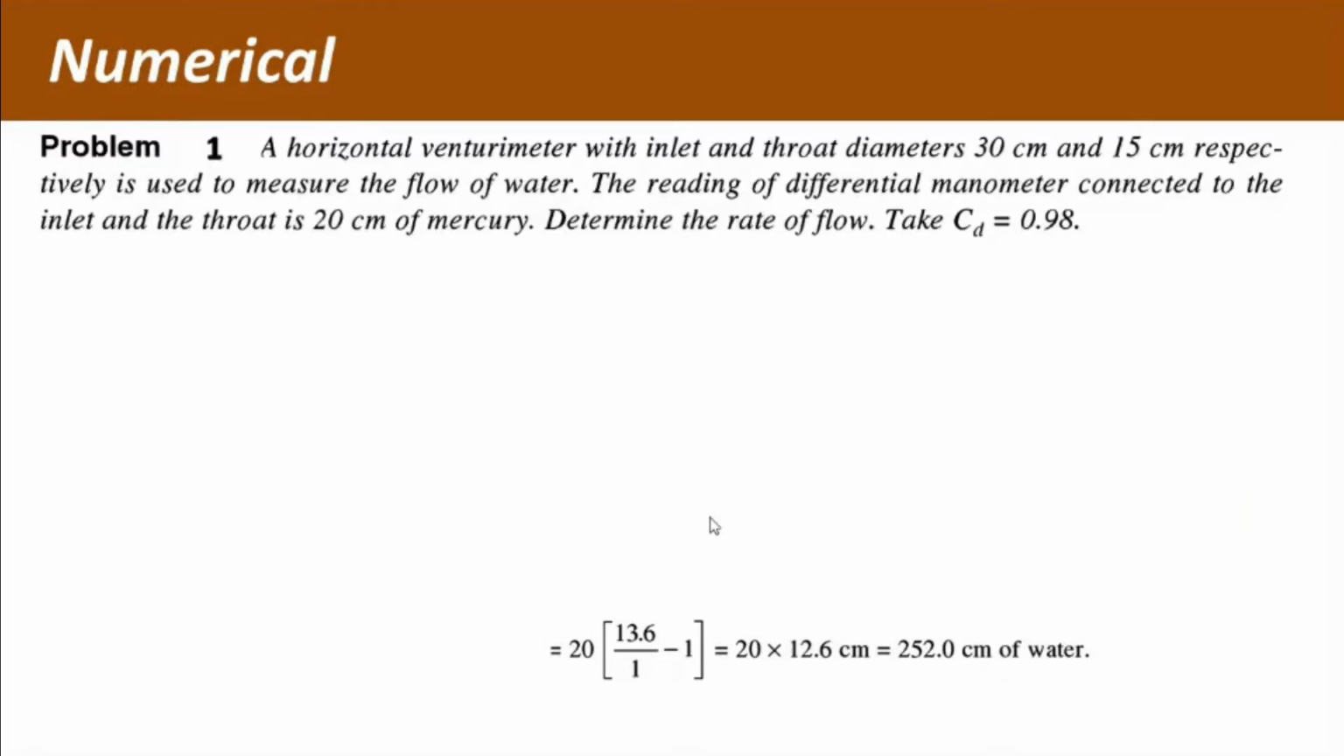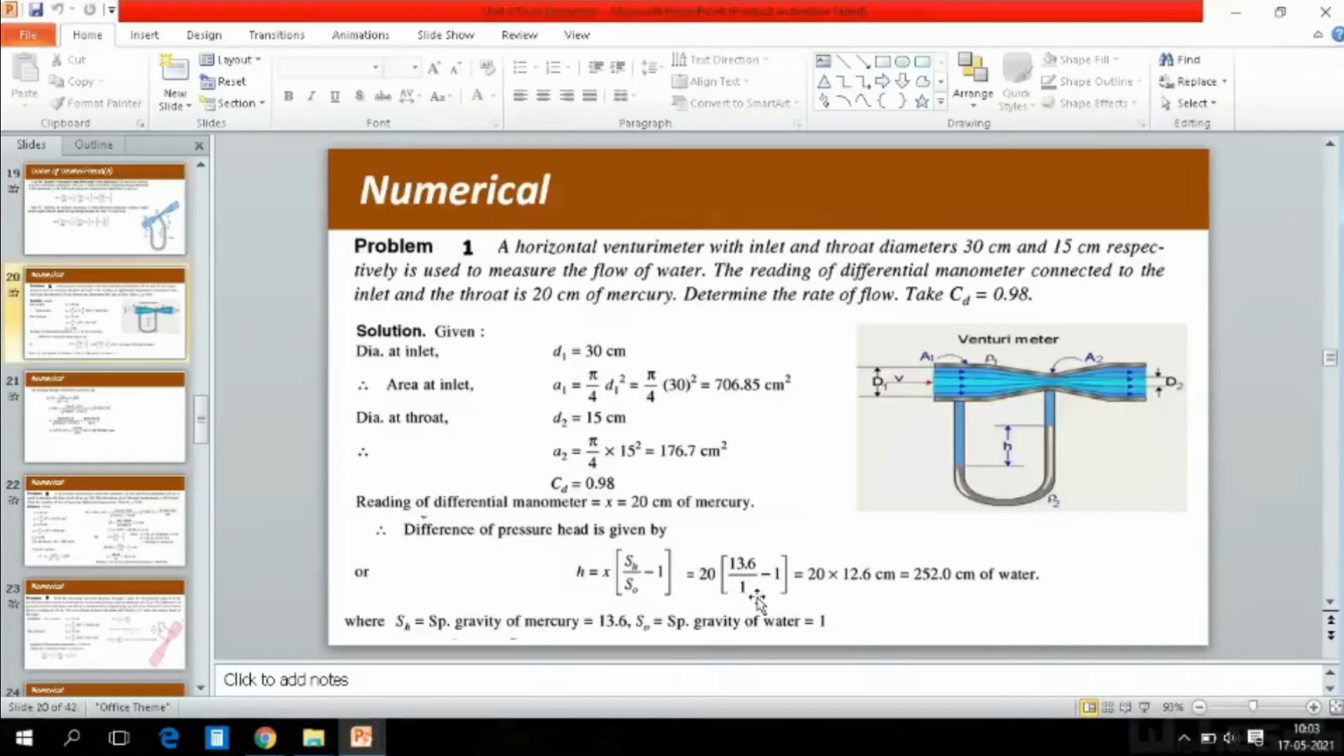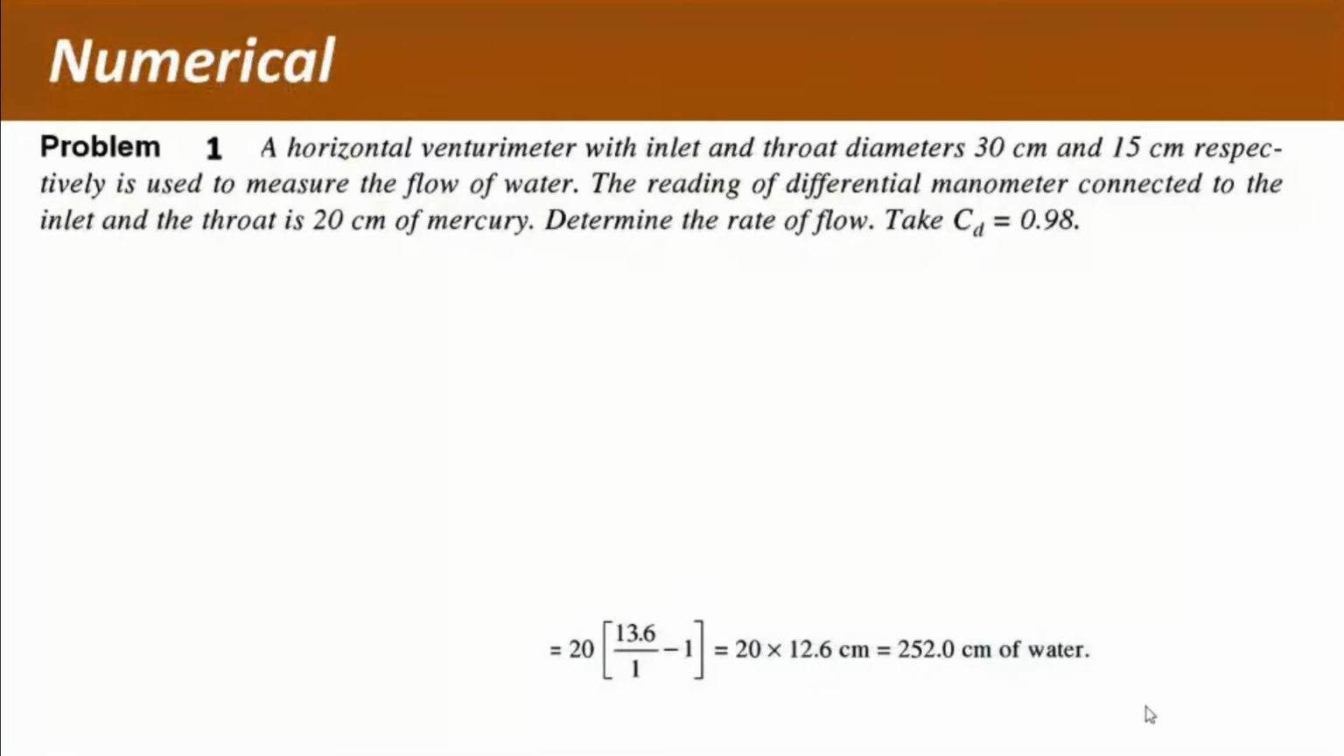Okay, so we will see one numerical. Everyone write down: a horizontal venturi meter with inlet and throat diameters 30 centimeter and 15 centimeter respectively is used to measure the flow of water.